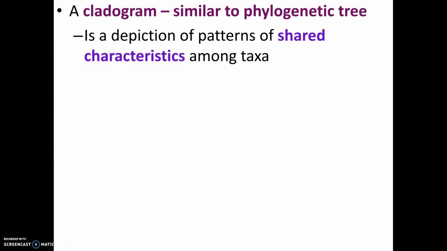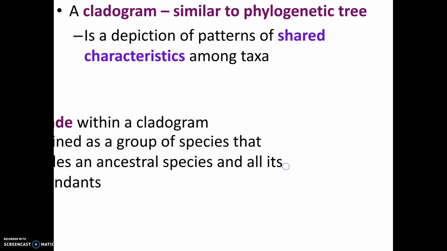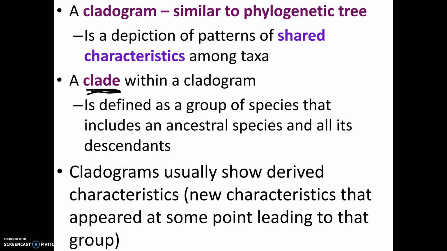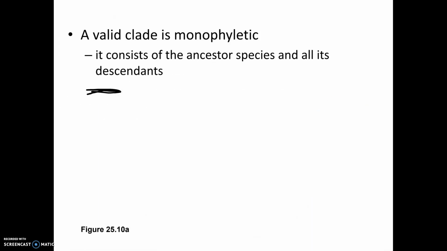Okay, so a cladogram. The last thing I want to show you is how to read a cladogram and also how to make a cladogram. So a cladogram usually shows some kind of shared characteristics, and a clade is sort of a branch in a cladogram. A clade is basically the ancestor and everybody that comes after that ancestor. So I want to show you an example of what would be a clade and what's not a clade. Now, what cladograms usually show are derived characteristics, or characters, meaning a particular trait that's showing up along the way. So let me show you what is a clade and what is not a clade.